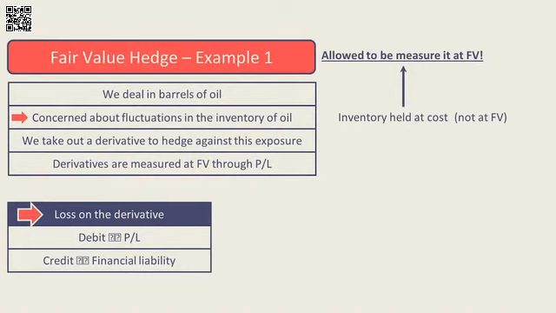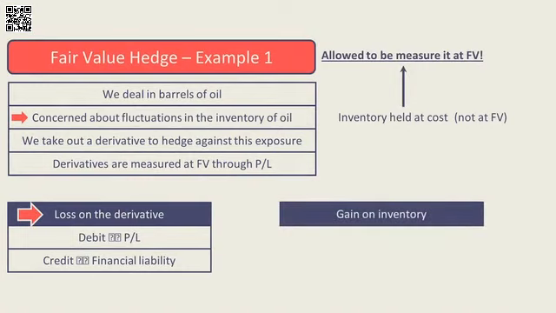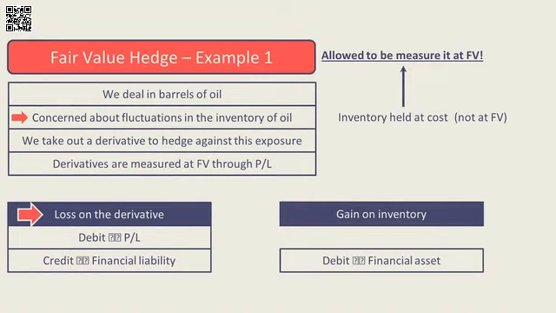And so let's imagine that the price of inventory had gone up. So we would debit financial asset and we would credit income statement. And now we can see that the credit to the income statement in respect of the inventory would offset against the debit to the income statement in respect of the derivative. And thus we have prevented the volatility from occurring.